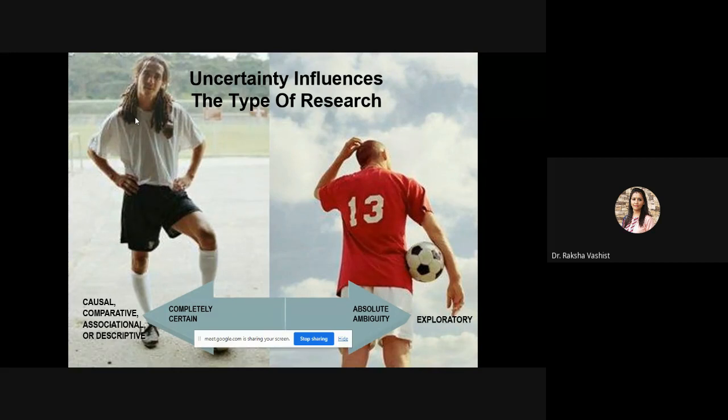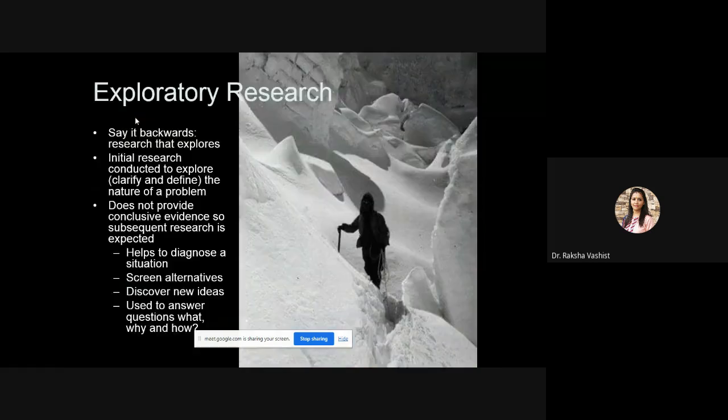All right, so where the situation is completely certain, we will use causal research, comparative research, associational research, as well as descriptive research. But when the situation is completely uncertain, when we don't know the result, don't know the parameters, don't know the variables, don't know the facts or phenomena, then we use exploratory research, because exploratory research is used to explore some new insights. So in that case, we need to choose exploratory research for our research topic.